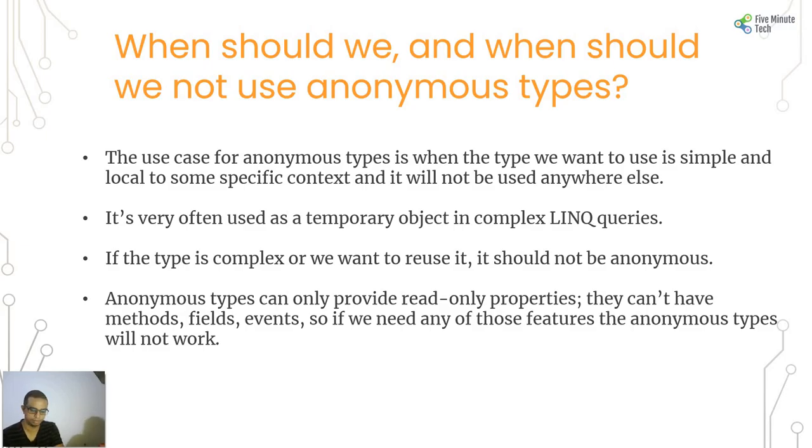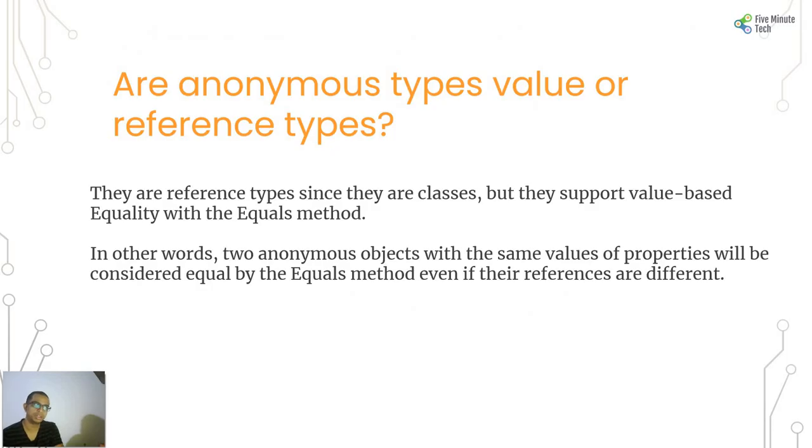Are anonymous types value or reference types? They are reference types. As I mentioned, the compiler creates a class at the back when it is compiling, and since they are classes, they support value-based equality with the Equals method. In other words, two anonymous objects with the same property values will be considered equal by the Equals method, even if their references are different.